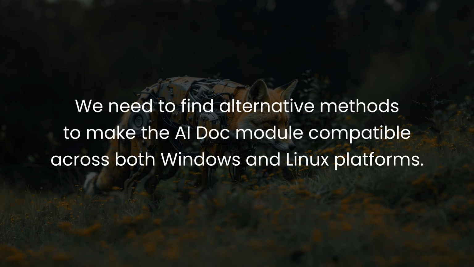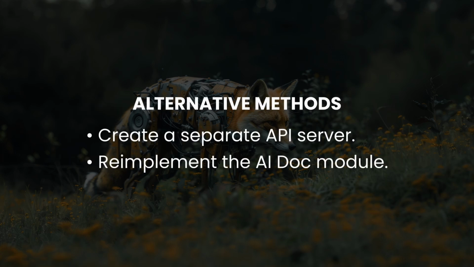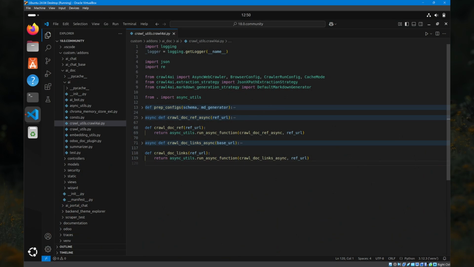Therefore, despite our success, we need to find alternative methods to make the AI doc module compatible across both Windows and Linux platforms. We have two main options. Either create a separate API server using crawl4AI and adjust the code accordingly, or re-implement the AI doc module with another method that can retrieve information from Odoo documentation. To implement an API server, the easiest approach is to use the crawl4AI Docker image. For more details on this process, please refer to the crawl4AI documentation. For our next step, we will be re-implementing the AI doc module using a different method that can run on both Windows and Linux platforms.